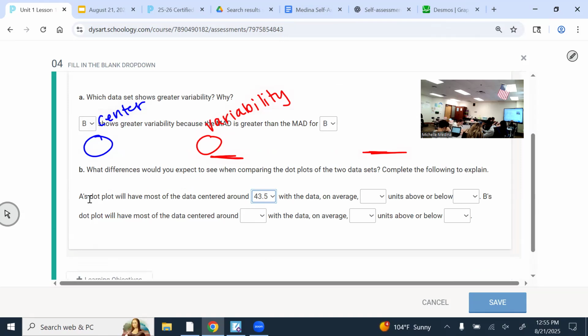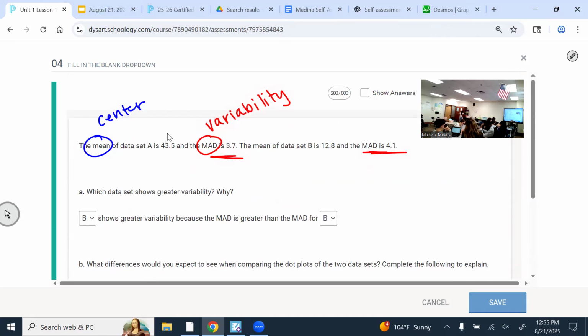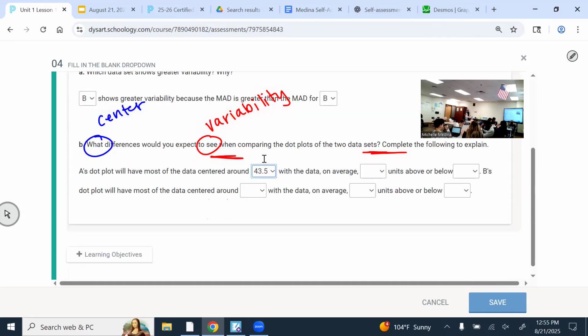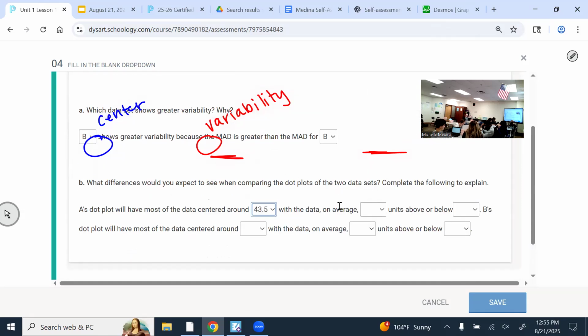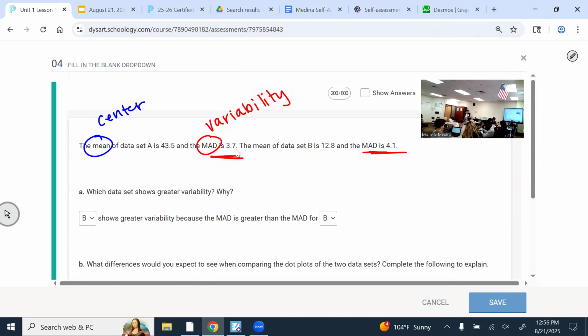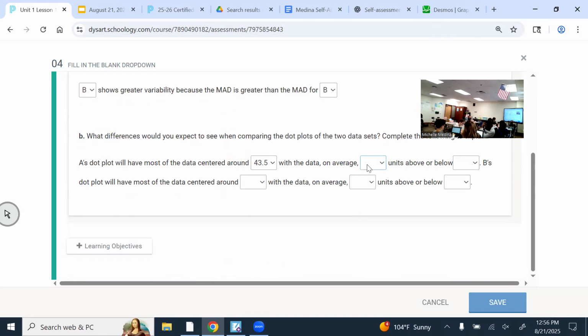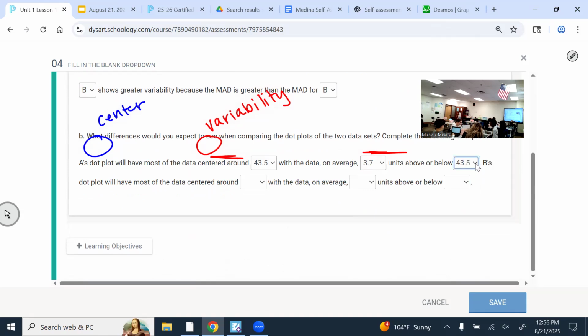Yes. So A's dot plot will have most of the data centered around 43.5 because that's the mean. That makes sense. Mean is a measure of center. With the data on average blank units above or below blank. So that's where the MAD comes in. This is kind of like saying on average the data spread out by like 3.7. So that's where this comes in, with on average 3.7 units above or below my mean.